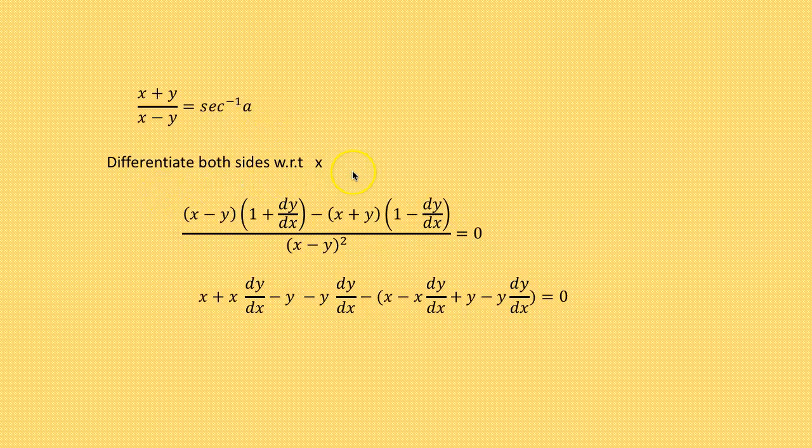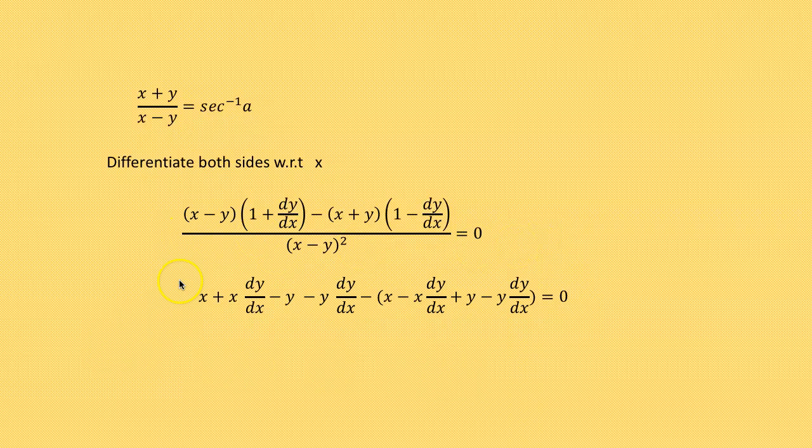Now differentiate both sides with respect to x. Here you will apply quotient rule. So denominator is x minus y the whole squared. Numerator would be x minus y into d dx of x plus y, which is 1 plus dy by dx, minus x plus y into d dx of x minus y, which is 1 minus dy by dx equal to 0. Cross multiplying, the term in x minus y the whole squared disappears.